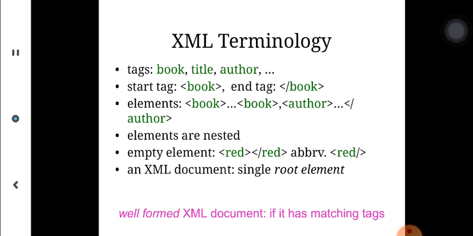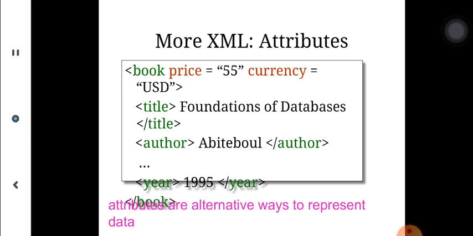An XML document has a single root element. That means a well-formed XML document, WF XML, is one that has matching tags. That means tags must be matched. If there is a beginning tag but somehow the end tag is missing, it will not work. A well-formed XML means the tags must be matched to each other.